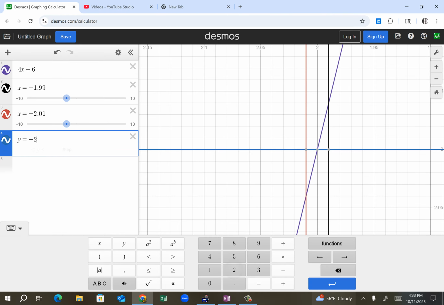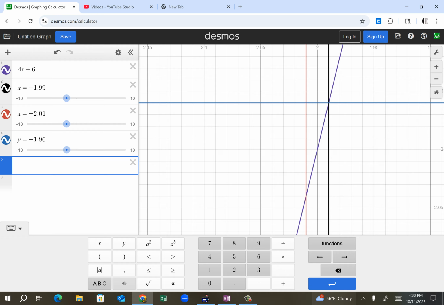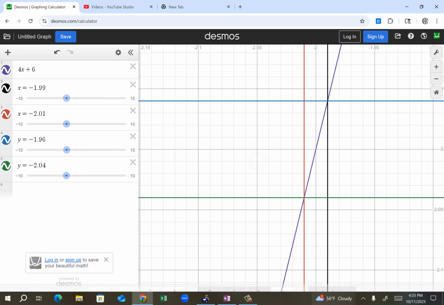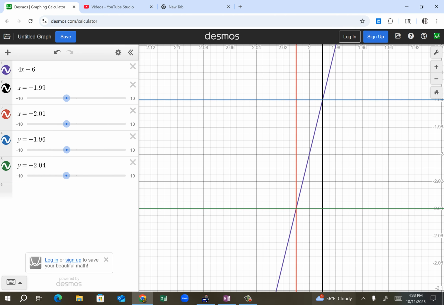Negative 1.96. And y equals negative 2.04. What does that tell me, Groom?